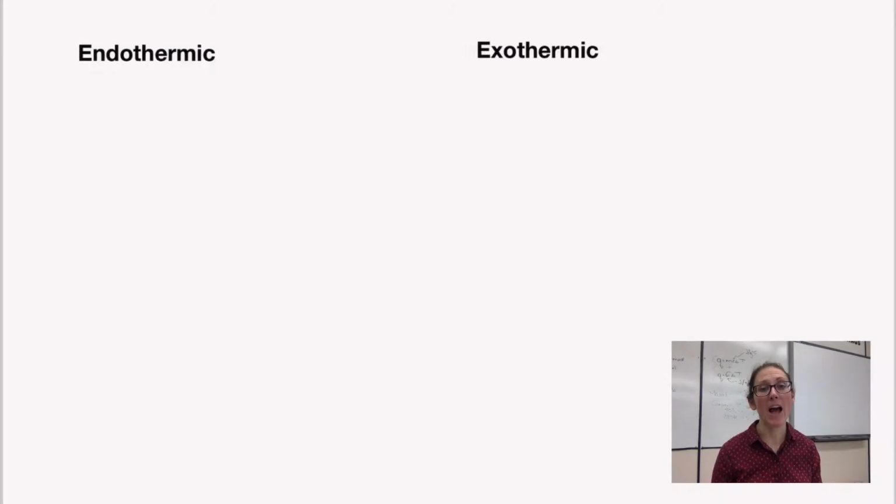So let's talk about the actual words endothermic and exothermic, which are the focus of this conversation. These are talking about which way heat is being transferred between the system and the surroundings. In an endothermic process, heat is going to be transferred from the surroundings into the system. Endothermic, heat is transferred in.